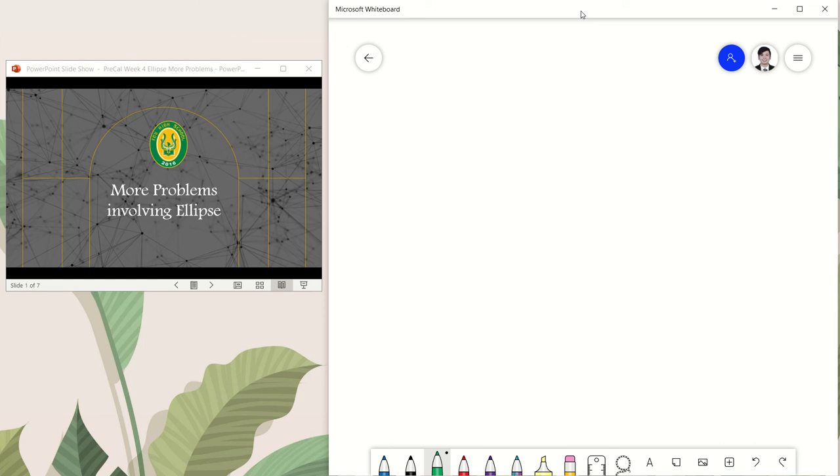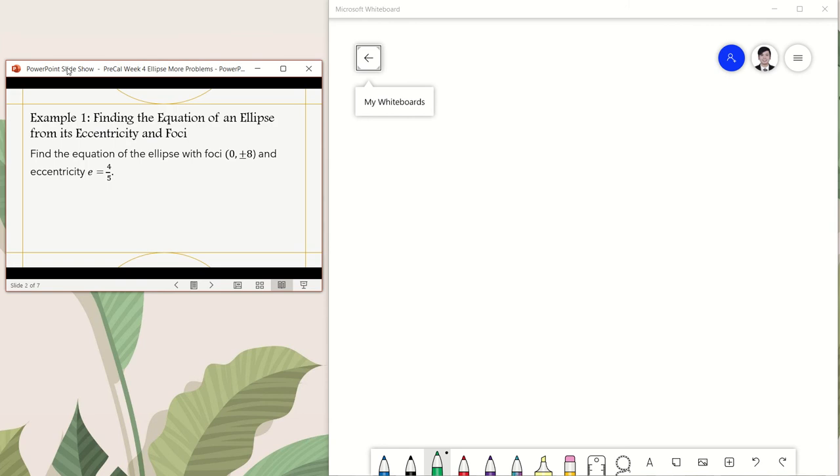Hello everyone. So we will answer this time the other problems that I have given you yesterday or Monday involving ellipse. With our first problem, we are asked to find the equation of the ellipse with foci (0, 8) and (0, -8), and eccentricity e equal to 4/5.